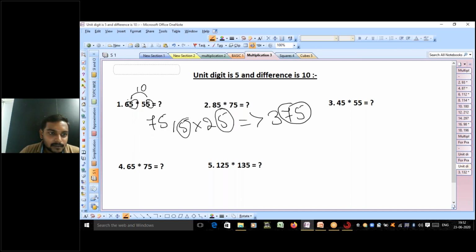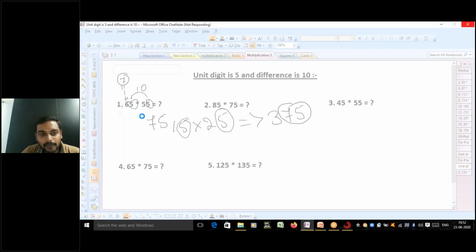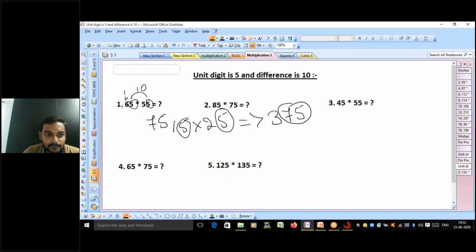Then in the remaining numbers, we have 6 and 5. Just take the greater number. Here we have 6. Just add 1 to 6. Then we'll get 7. Then you have to multiply 7 with this number, that is 5. 7 into 5, which is equal to 35. So answer is 3575. Take one more example.